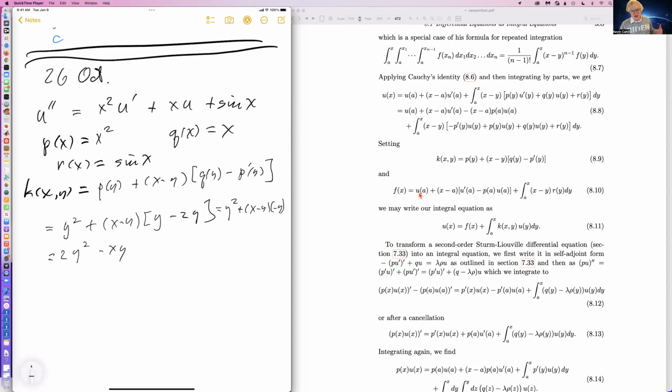In other words, f of x is u of a plus x minus a, u prime at a minus p of a, u of a, and so forth, and then another integral starting at a. So the boundary conditions, in other words, what a is, comes in multiple places, and it comes in more forcefully than for a differential equation.